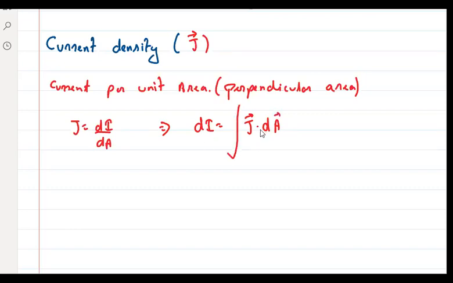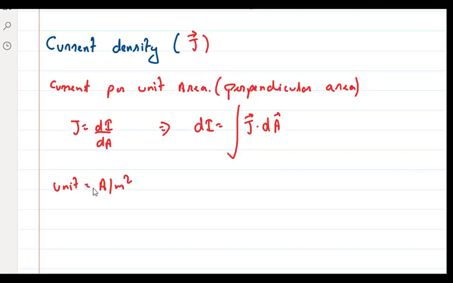Samajh mein aa rahi hai cheez? Yes or no? Tell me yes or no. Right? So it is a vector quantity, with the direction the same as electric field, right? And the unit is what? Ampere per meter square. Okay.